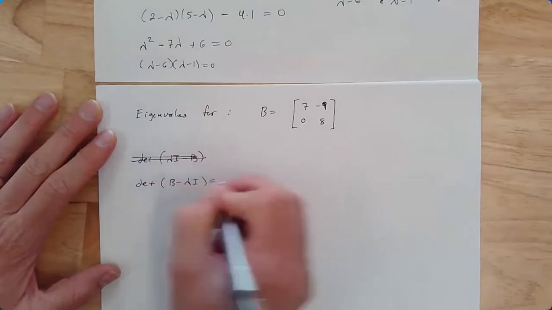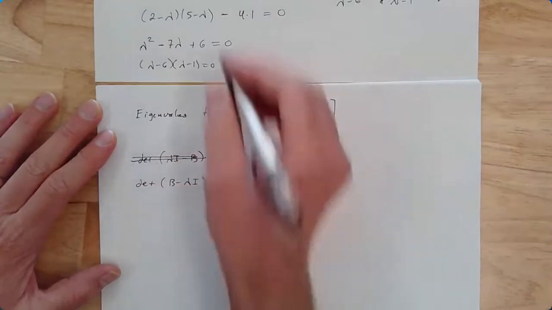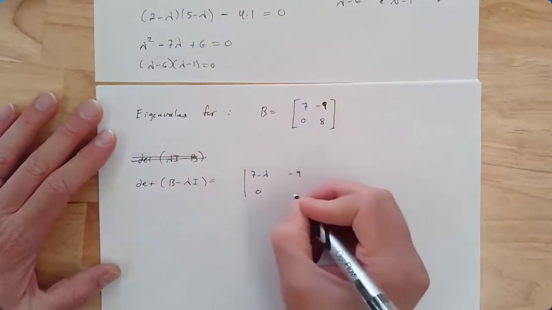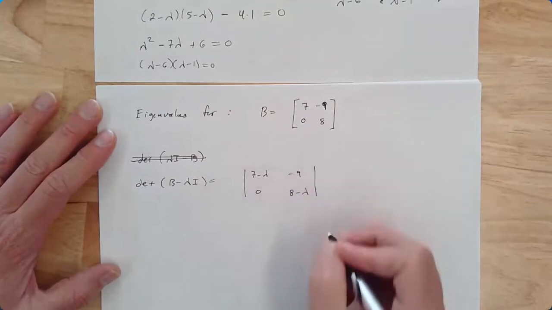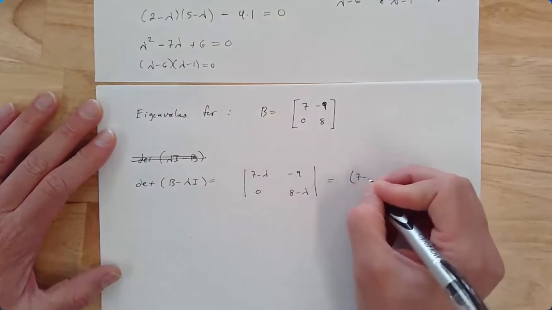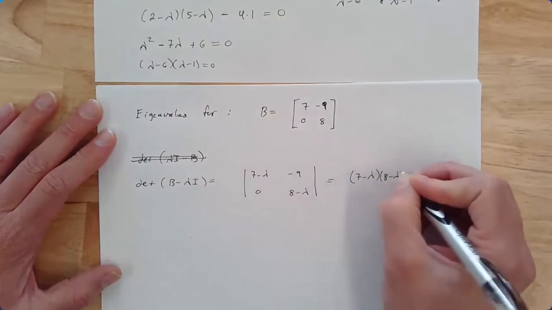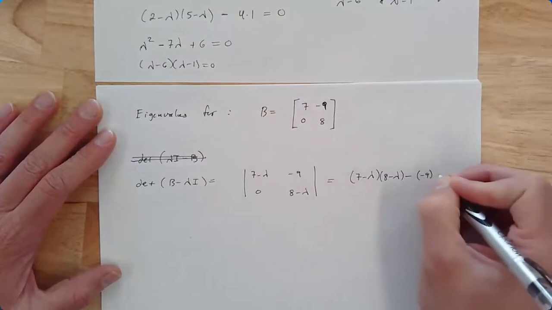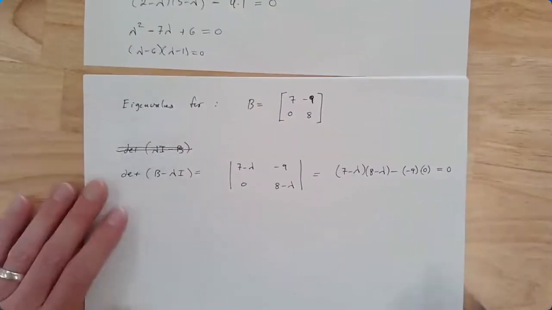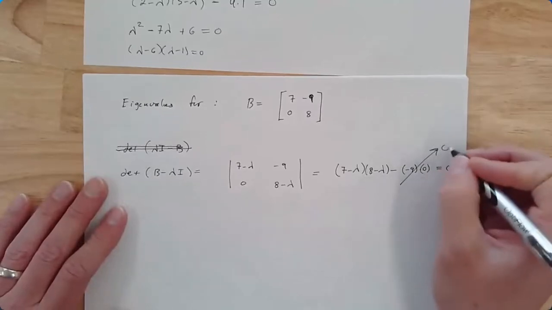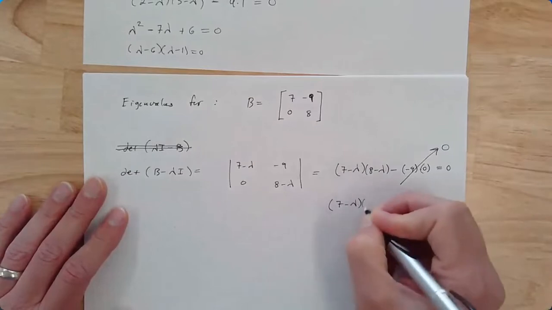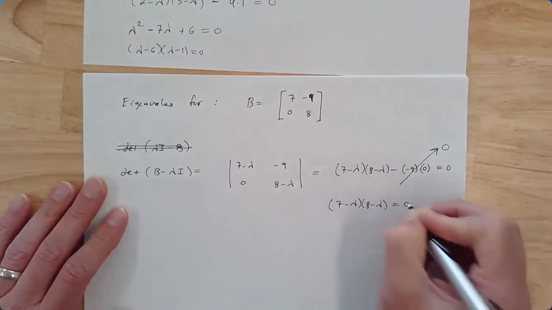But the way that we almost always do it in this class is b minus lambda I. So that's going to be the determinant of 7 minus lambda, -9, 0, 8 minus lambda. And if I multiply that out, it's going to be 7 minus lambda times 8 minus lambda minus -9 times 0, equal to 0. Okay, check this out. That's 0. And so look what you're left with. You have 7 minus lambda times 8 minus lambda equals 0.